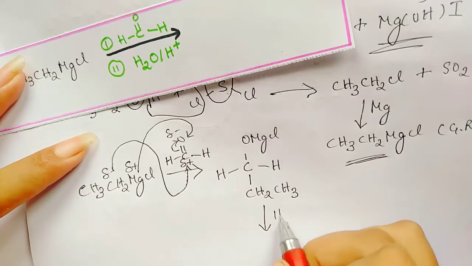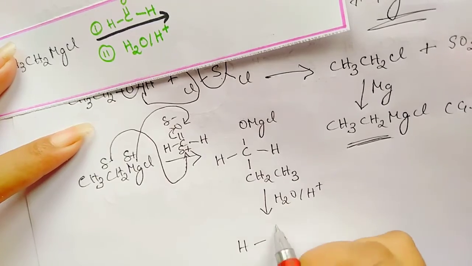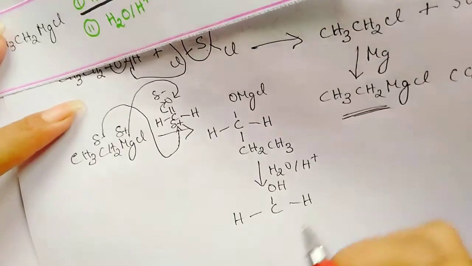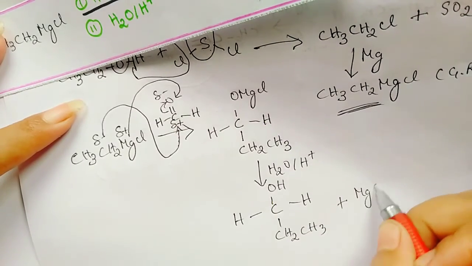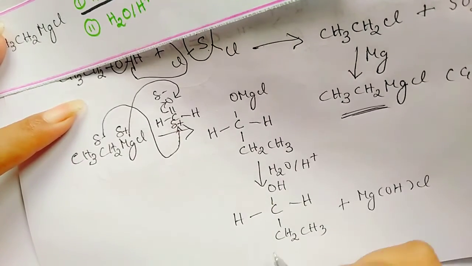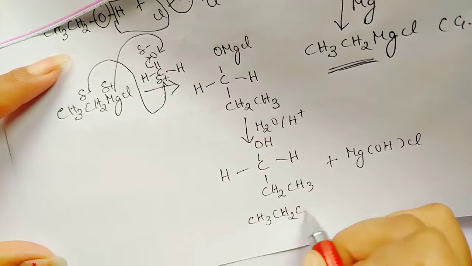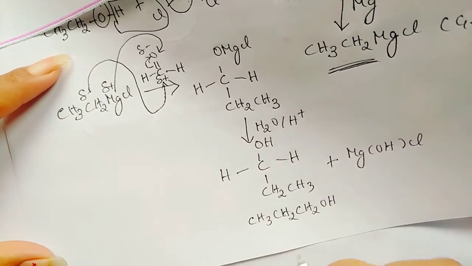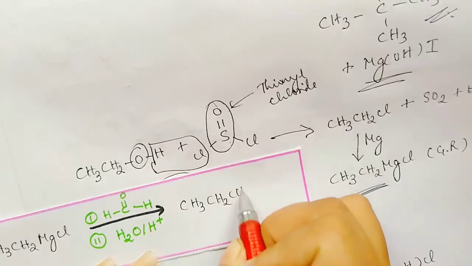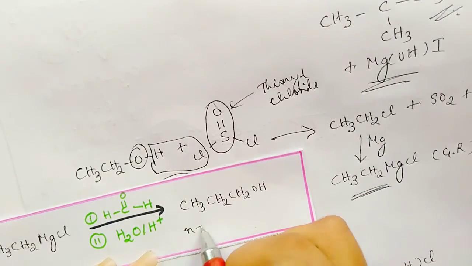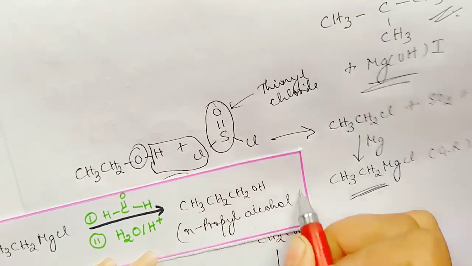What is the final step? Second step, we acid hydrolyze. In the same way, we have OH, H, CH2, CH3 with MgOHCl. This is your CH3, CH2, CH2OH, n-propyl alcohol. So you get n-propyl alcohol. Hence we are done.